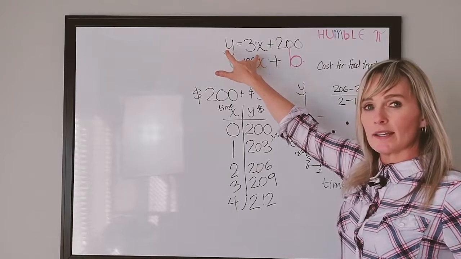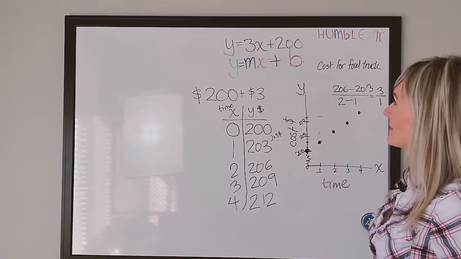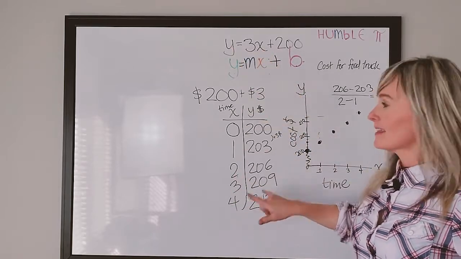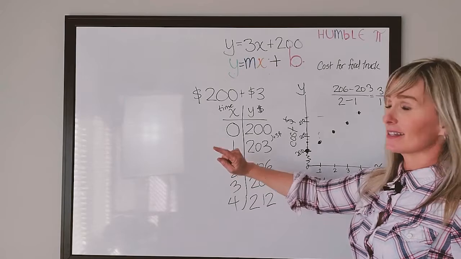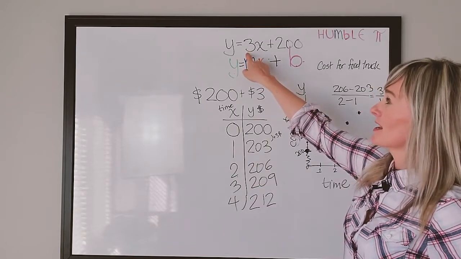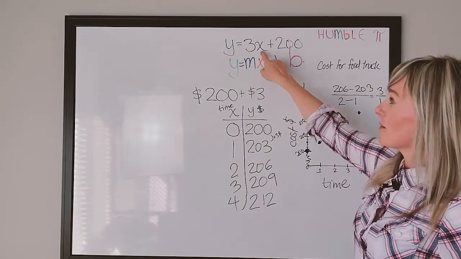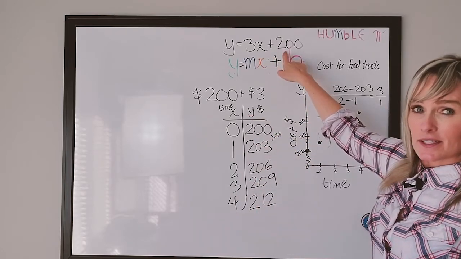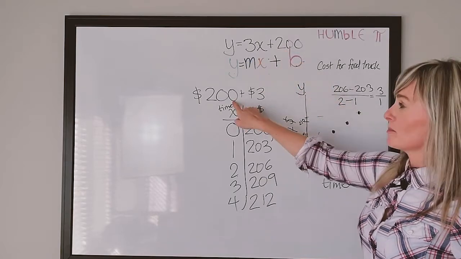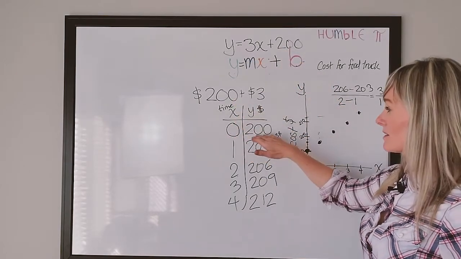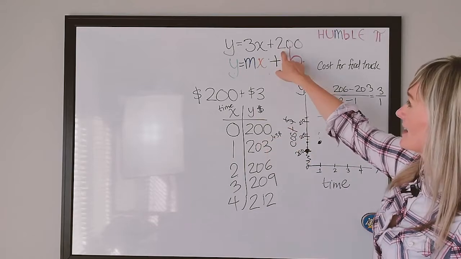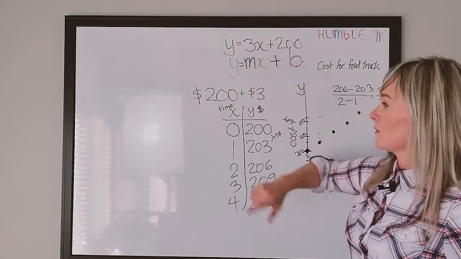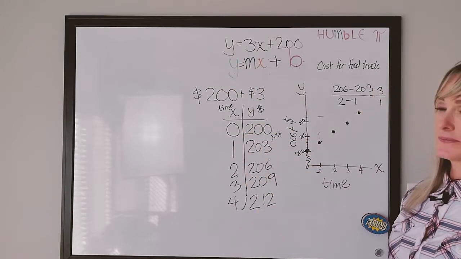Why can't we put y and x in there? Because y and x are going to change. They aren't constant. What stays constant is that we have to pay $3 every single hour. How many hours we stay changes. This doesn't change either. It's a constant as well. $200 we have to pay no matter what. When we start at time 0, we still have to pay $200. So that is constant, and we can write it in our equation. We cannot write the x and y because those are values that vary.